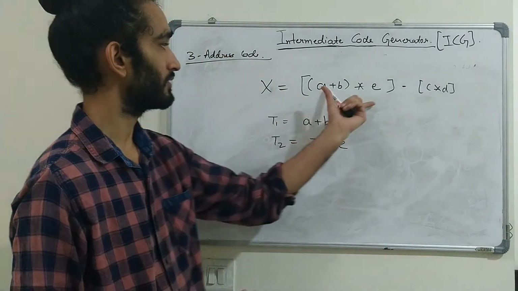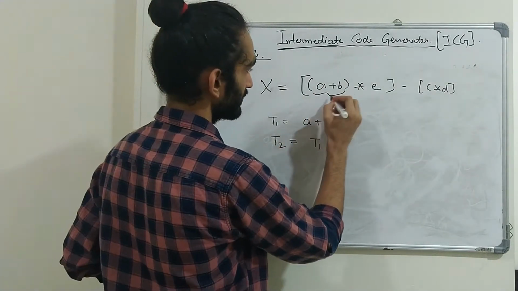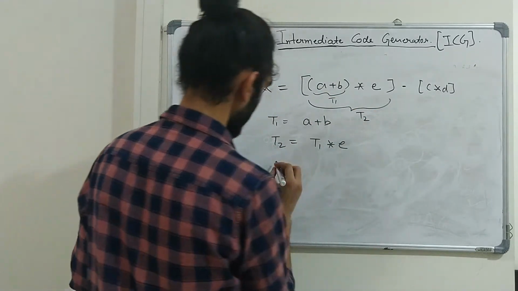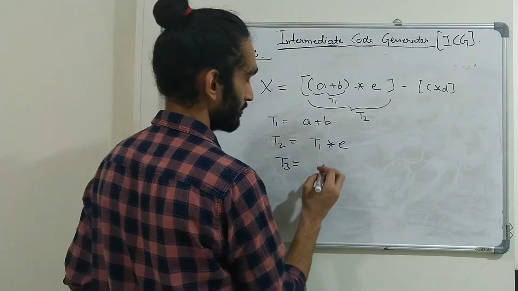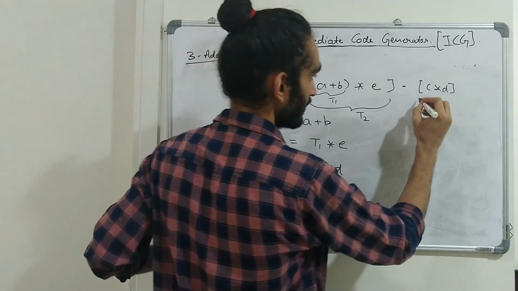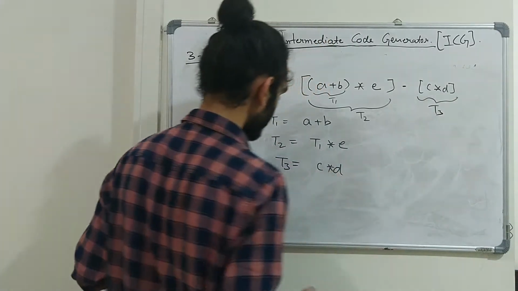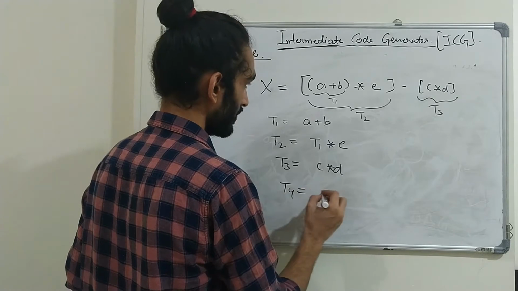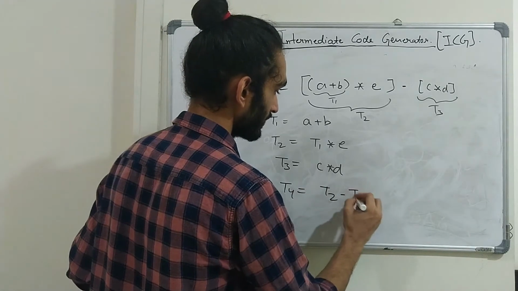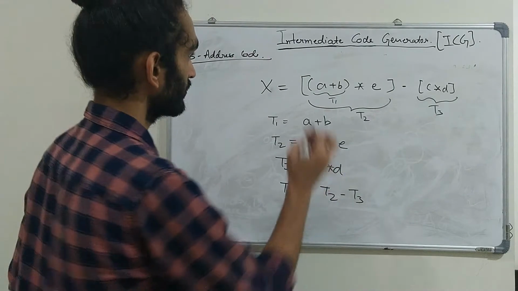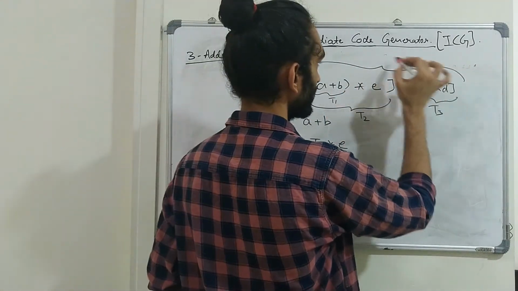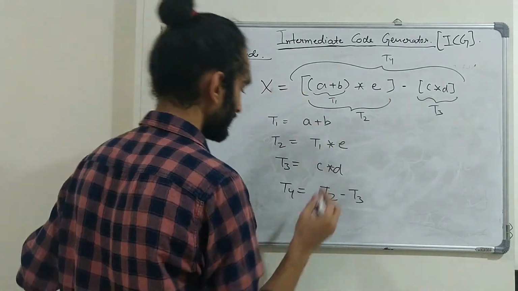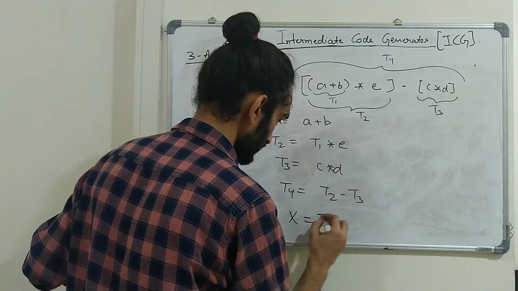Now I have this expression as t1, I have this expression as t2, right? Now I can use a third temporary variable, which is c into d. This is going to be assigned as t3. Now what I need to do is t4, which is going to be t2 minus t3. So this whole expression is being related to temporary variable t4. Now what I need to do is assign this t4 to x. So x equals t4.